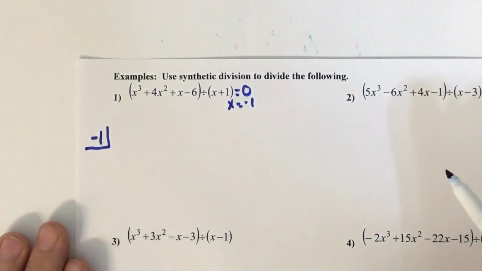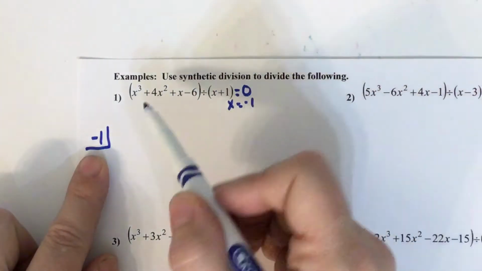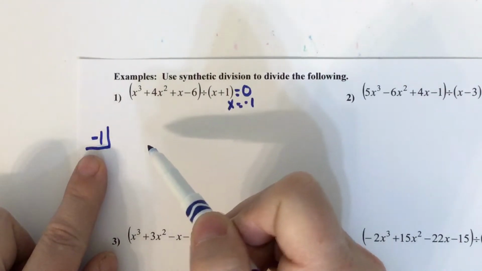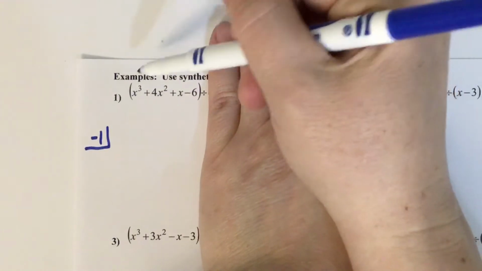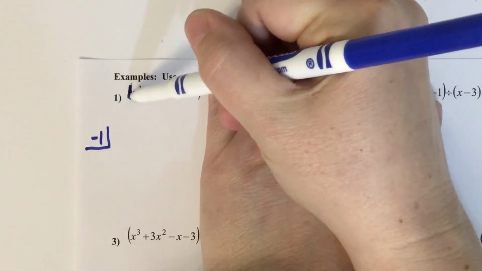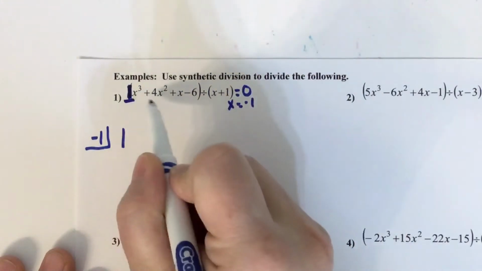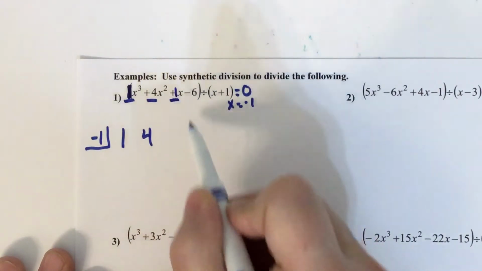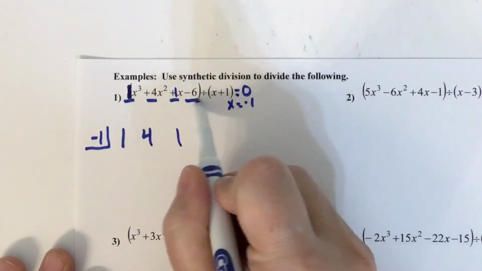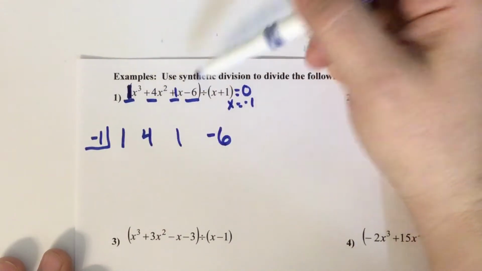I have a song for this, and so if you watch me teach it in class, you'll get to hear the song. And then you pull down the coefficients, drop, drop, drop. So whatever this is, you're going to bring down all the numbers that you see. So there's a 1 in front of this x cubed. You just don't see it, so we write a 1. Then there's a 4 in front of the x squared, so we write a 4. And then there's a 1 in front of the x, so we write a 1. And then our constant's -6. So you do have to make sure whether they're positive or negative.